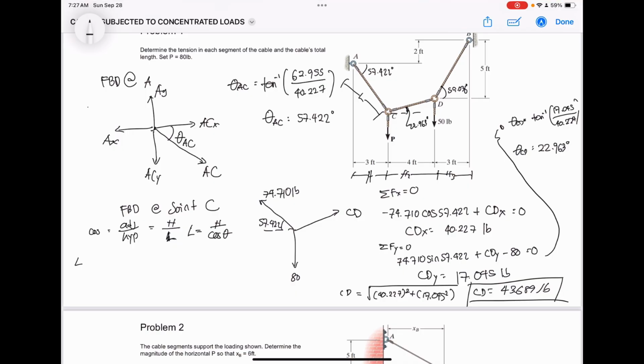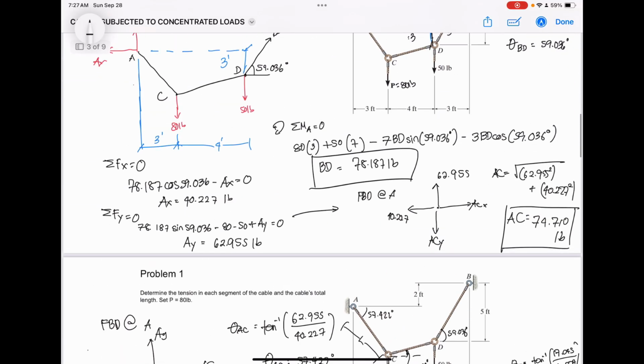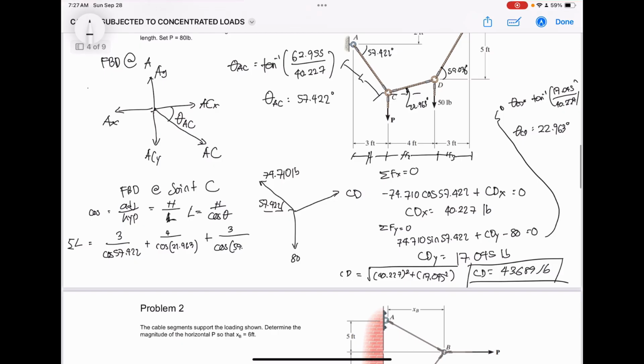So, summation na natin, summation of L is equal to 3, sa AC tayo ha, all over cosine 57.422 plus 4 all over cosine of 22.963 plus 3 all over the cosine of 59.036. We have L is equal to 15.716 feet. Yan.